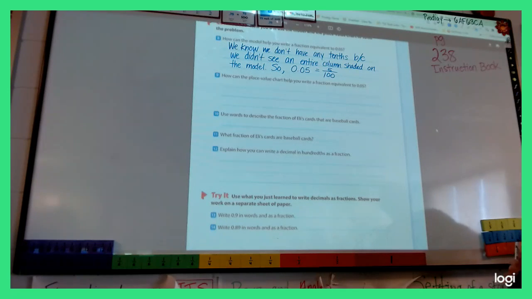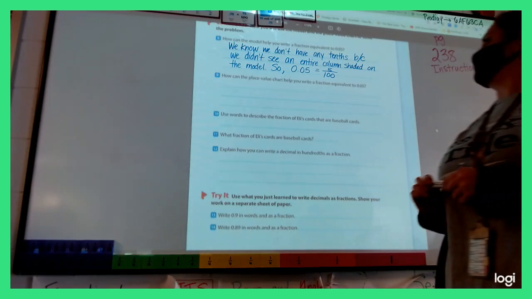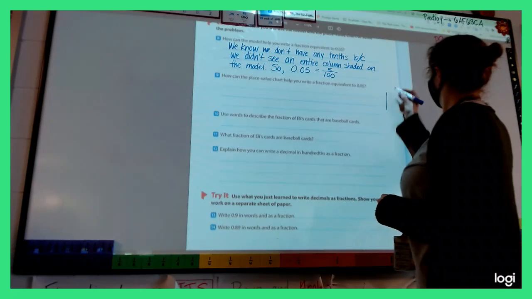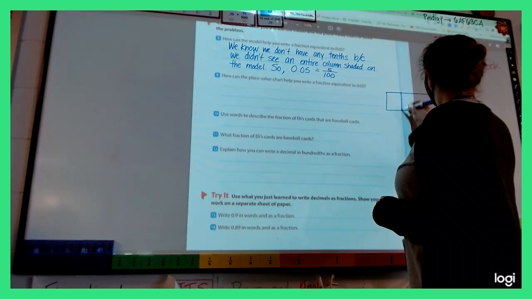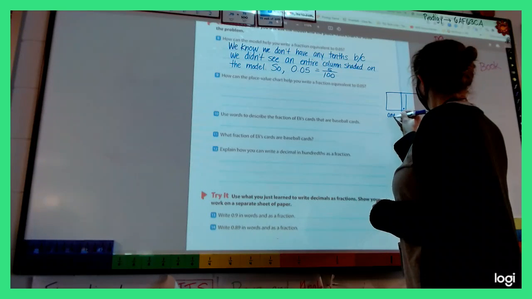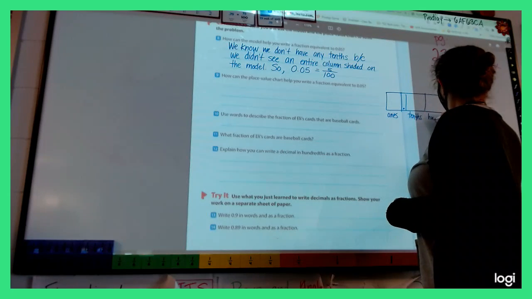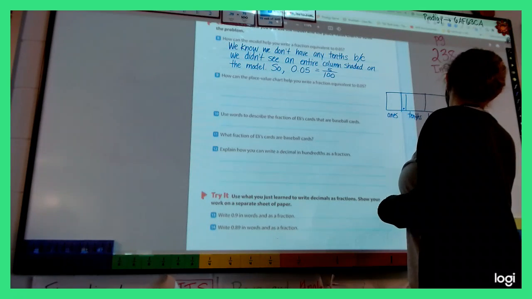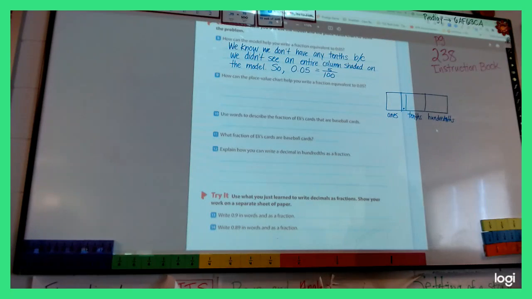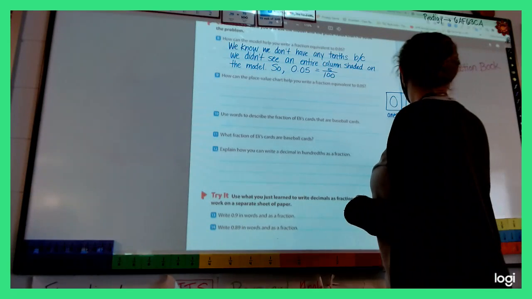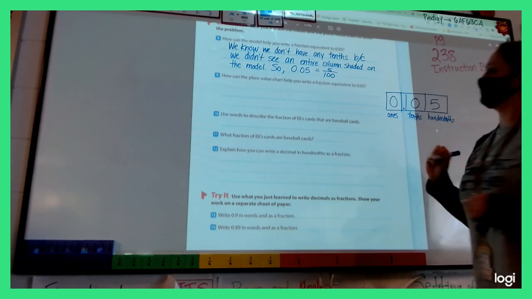All right, number 9. How can the place value chart help you write a fraction equivalent to 0.05 or 5 hundredths? Place value chart is this thing that Andrew just said, where we have the decimal point, the ones, the tenths, and the hundredths. I spelled that wrong. It's okay. All right. So how does this chart help us figure out how to write a fraction equivalent to 0.05 or 5 hundredths?